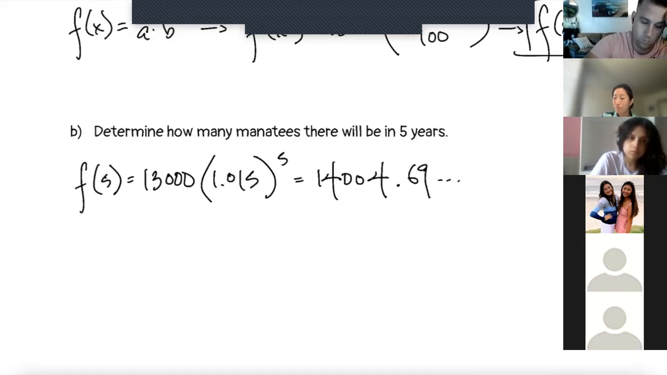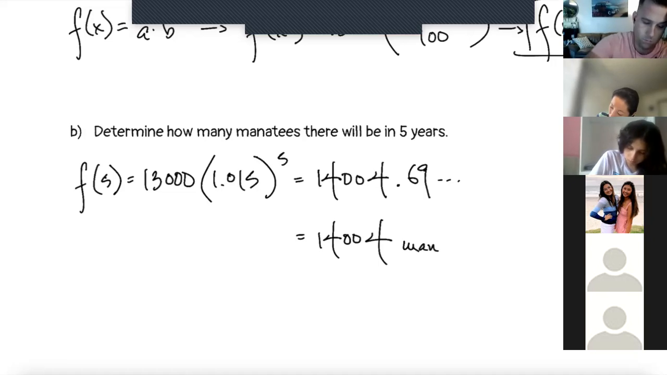You would have to round to a whole number, so you could either round up or down. In my case, I would round down since you can't really have a partial manatee. And so you would round to 14,004. Yeah, I think that's a pretty good explanation right there.